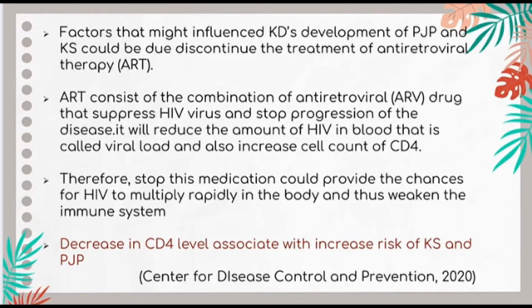It will reduce the amount of HIV in blood, which is called viral load, and also increase the cell count of CD4. Therefore, stopping this medication could give HIV the chance to multiply rapidly and reduce the level of CD4 plus, thus weakening the immune system. A decrease in CD4 level is associated with risk of KS and also PJP. Huge reductions have been seen in rates of death and infection when an ARV regimen is used, particularly in the early stage of disease.